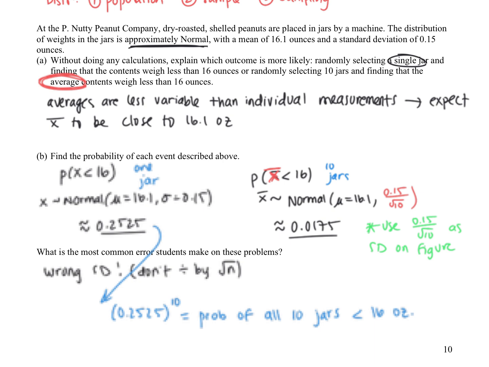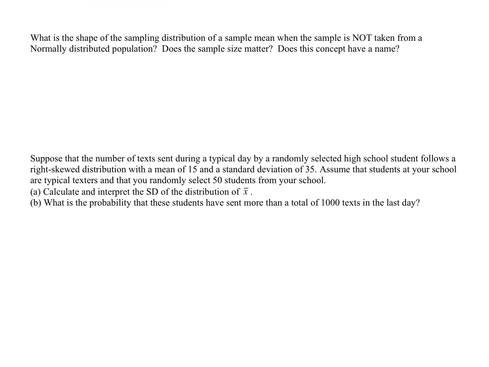I know what you're thinking. This is all fine and dandy if the population's normal, but what happens if the population's not normal? And that's such a great question. That's what we're going to talk about. Okay, what is the shape of the sampling distribution when the sample is taken from a population that is not normal? Let's take a look.